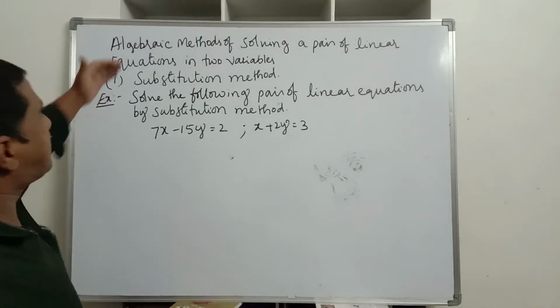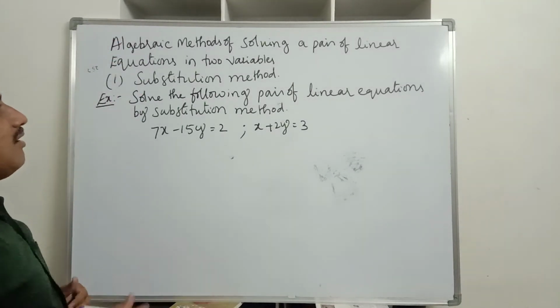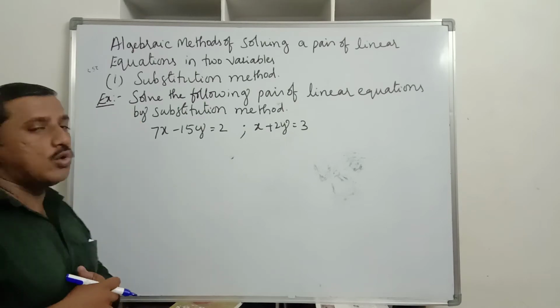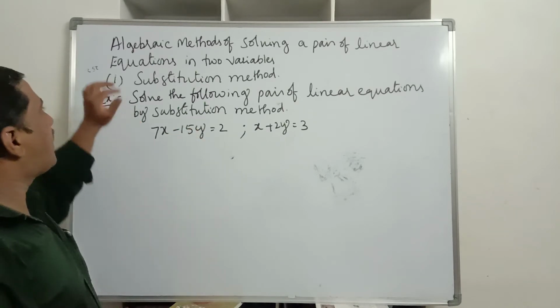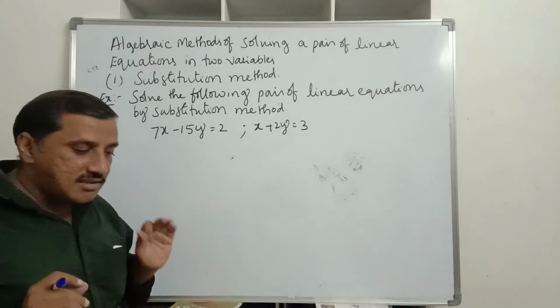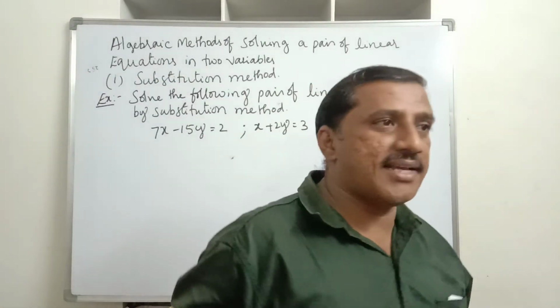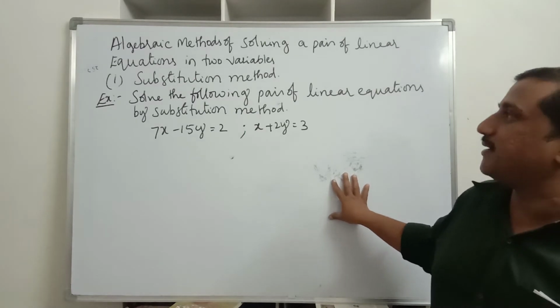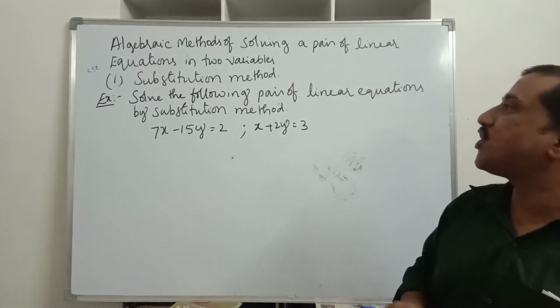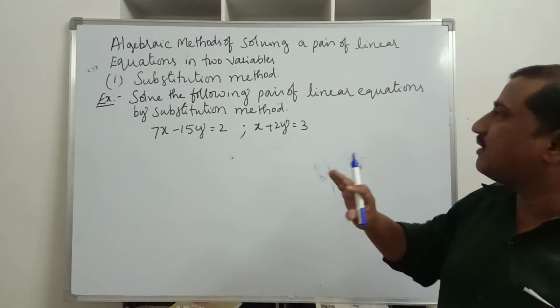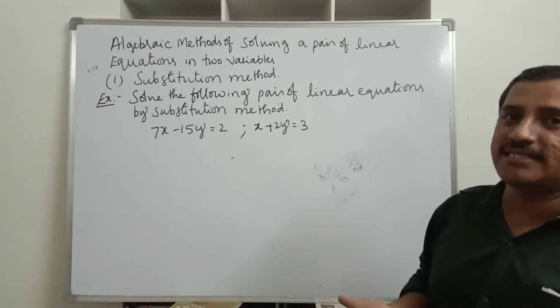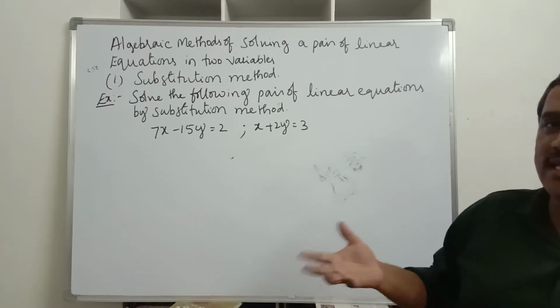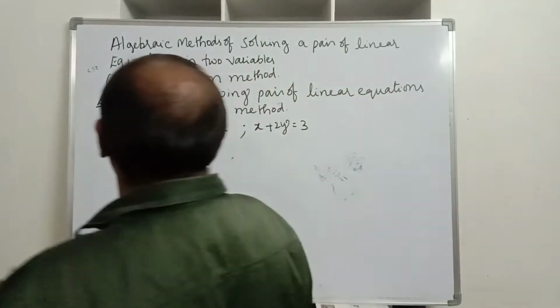Now we will discuss algebraic methods of solving a pair of linear equations in two variables. We have three methods. The first method is the substitution method, the second method is the elimination method, and the third one is the cross multiplication method. Now we will discuss the substitution method. What is the meaning of the word substitution? It means replacing, that is, by substituting something in the place of something, or by replacing.